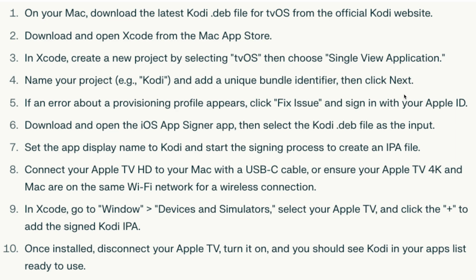Download and open the iOS App Signer app, then select the Kodi.deb file as the input. Set the app display name to Kodi and start the signing process to create an IPA file.